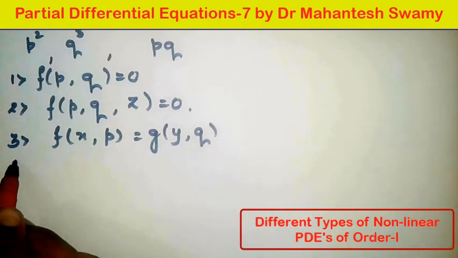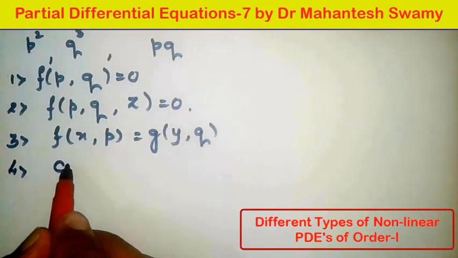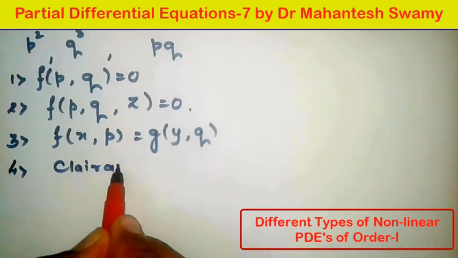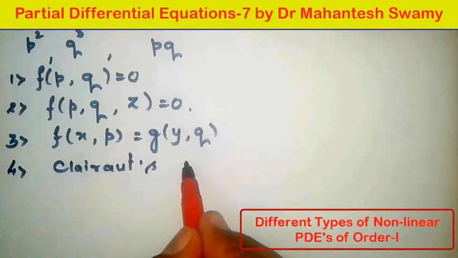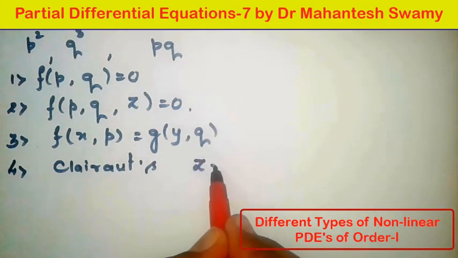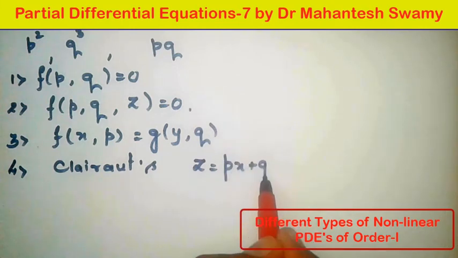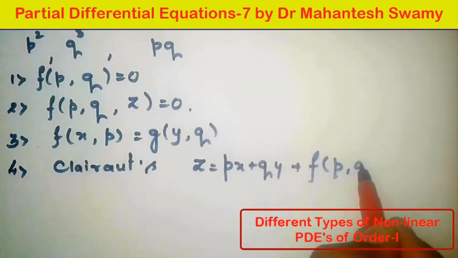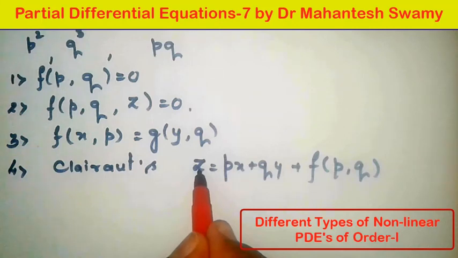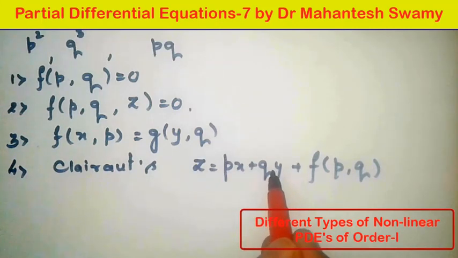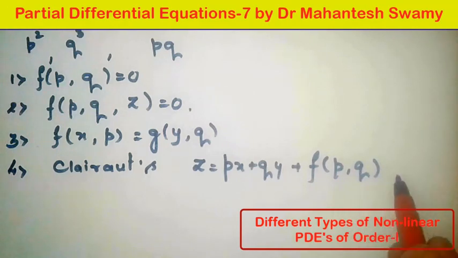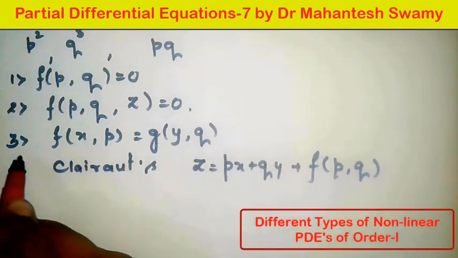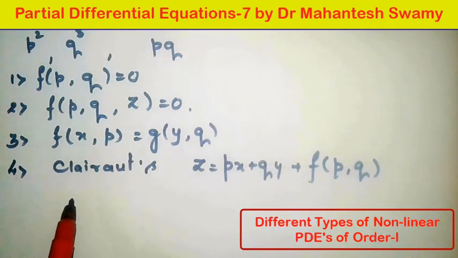In the fourth category we will be considering the standard type called Clairaut's form. Clairaut's form is one where the differential equation appears as z equal to px plus qy plus some relation between p and q. So z will be equal to px plus qy plus some function of p and q, and these four standard types of differential equations we are going to consider in our discussion in this particular case.